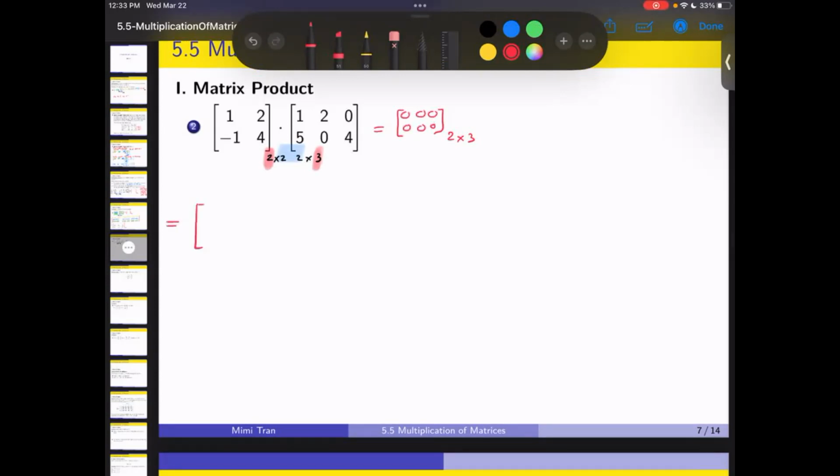Equal. First row, first column, always. 1 times 1 plus 2 times 5. First row, second column. 1 times 2 plus 2 times 0. First row, third column, till you finish the whole second matrix. 1 times 0, sorry, 1 times 0 plus 2 times 4.